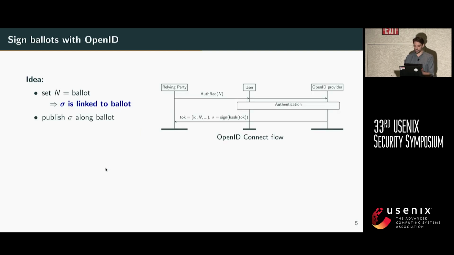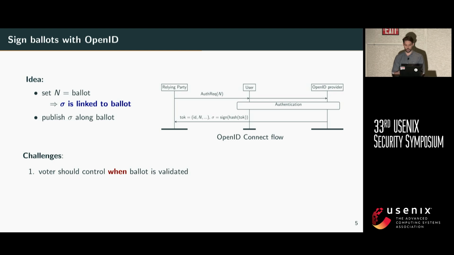So our idea was to link this nonce to the ballot of the voter, meaning that the signature returned by the ID provider is going to be linked to the ballot too, and to use this signature as evidence that we publish on the ballot box. So now, before we actually design a protocol with this, there are some key points we have to pay attention to.